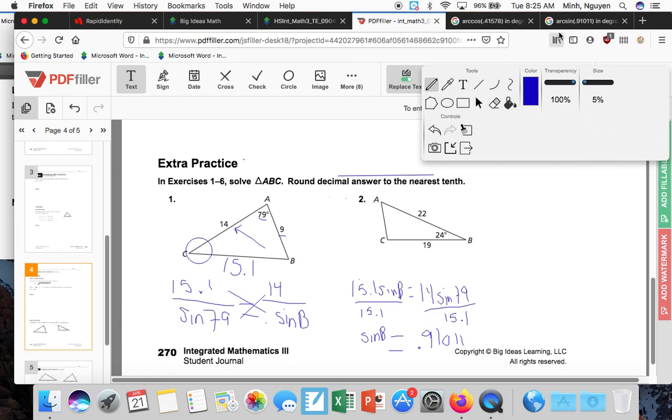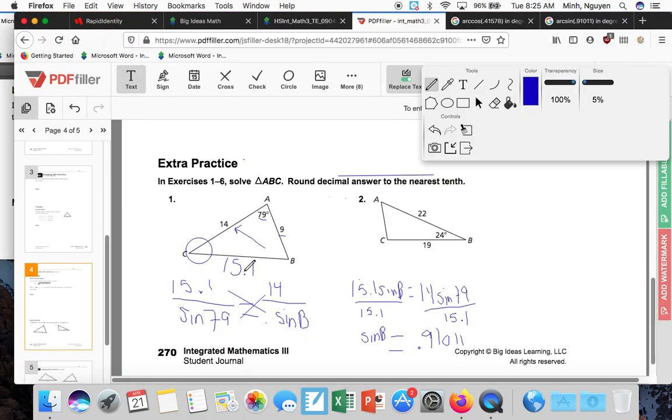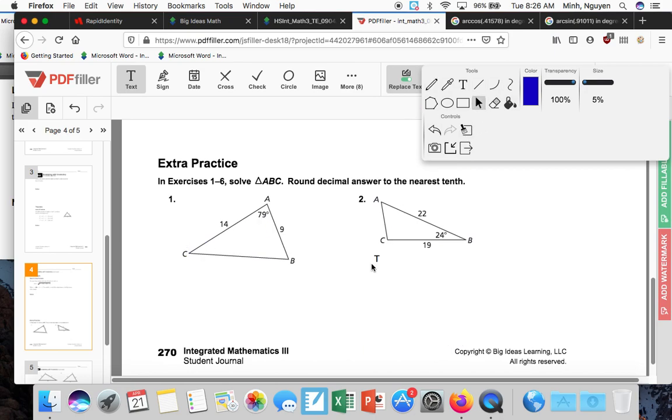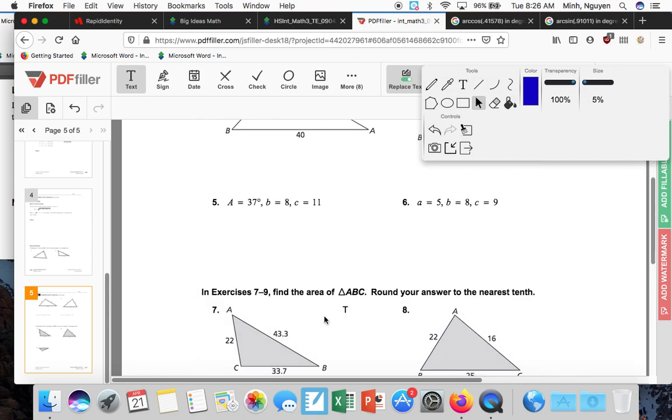These minor differences are probably due to the fact that I rounded here instead of using more decimal values, or the fact that I rounded to 15.1. But you know, we're just going to follow the directions and go with it. So yeah, you can use the law of sines or the law of cosines to find missing angles. Probably the law of sines is a little bit shorter. These are the same, except you have to draw it out.